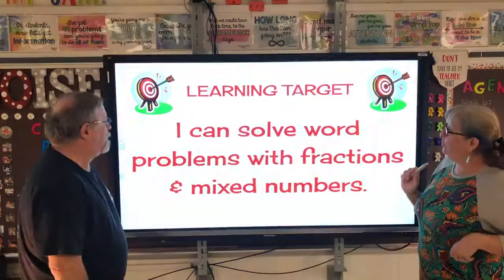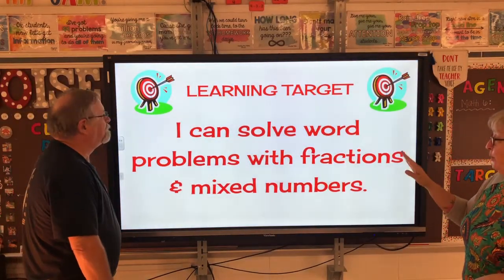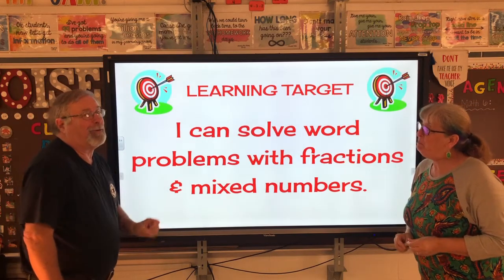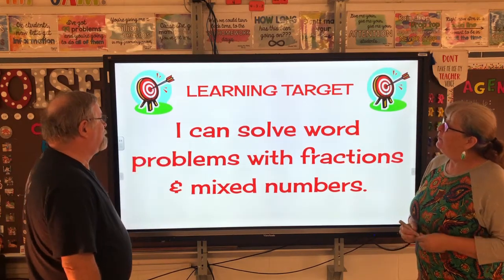All right, let's see what our learning target is. I can solve word problems with fractions and mixed numbers. Okay, sounds good. So this is going to be a lot like that other one, except this is going to have word problems. Yes. All right.